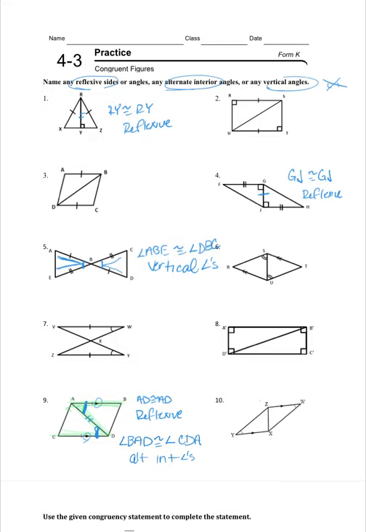So we've done 4 of the 10. That means you have 6 of those to do for yourself. You're looking for reflexive, like number 1 and number 4, where they share a side. You're looking for alternate interior angles, which can only happen when you have the arrowheads, like in number 9. And you're looking for vertical angles, the bow tie angles, like in number 5. So all you do on 1 through 10 is look for those 3 things.